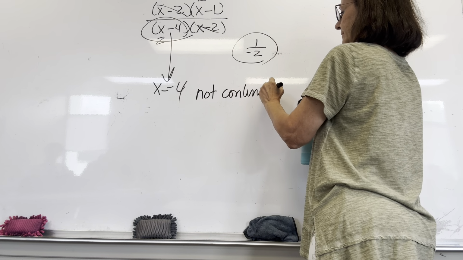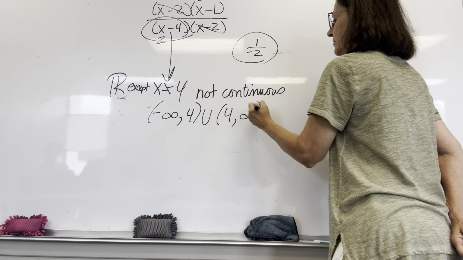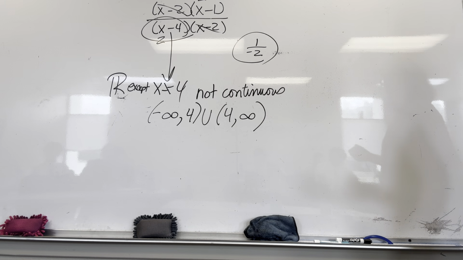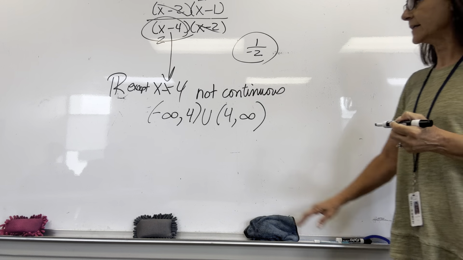Actually, it says to determine all numbers in which the function is continuous. So it would be all real numbers except for 4: negative infinity to 4, and 4 to infinity. It cannot equal 4. You would put parentheses, no brackets, because it cannot equal 4. And it can't equal negative infinity, because that's not really a number.